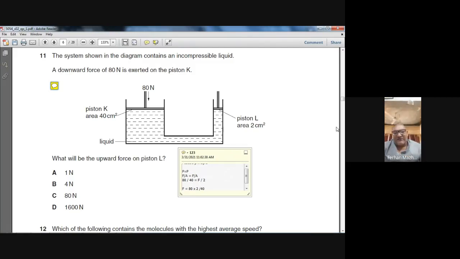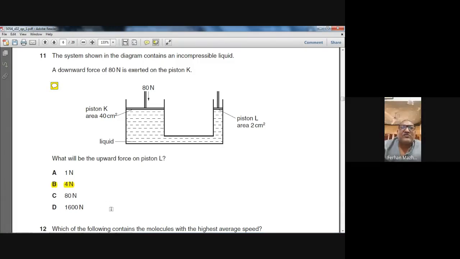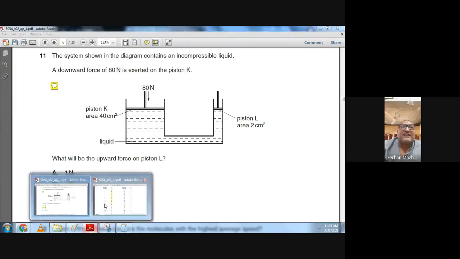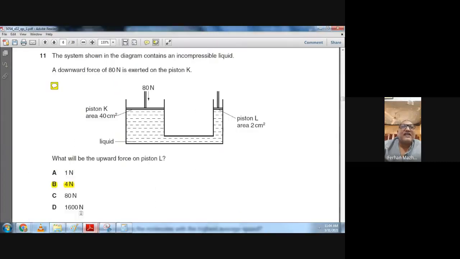Do you have your calculator with you? Yes, sir. 80 multiplied by 2 divided by 40. 4 Newton. So the answer will be 4 Newton. I think the choice is B. Question number 11, B is the choice. Let's check the marking scheme. Yes, B is the choice. Okay, let's move to the next question.